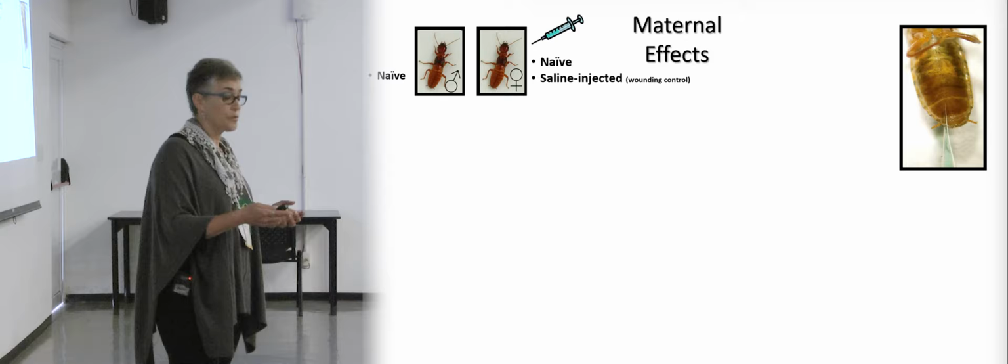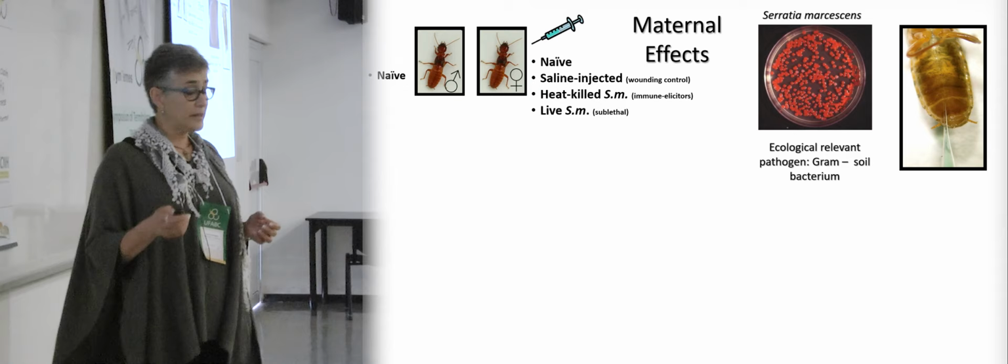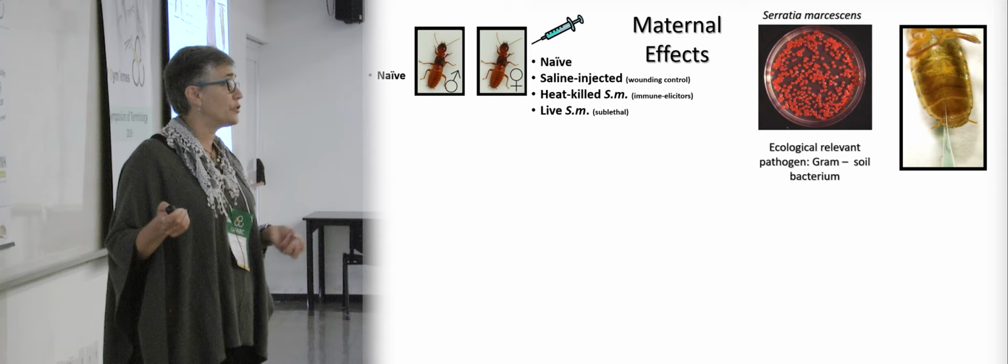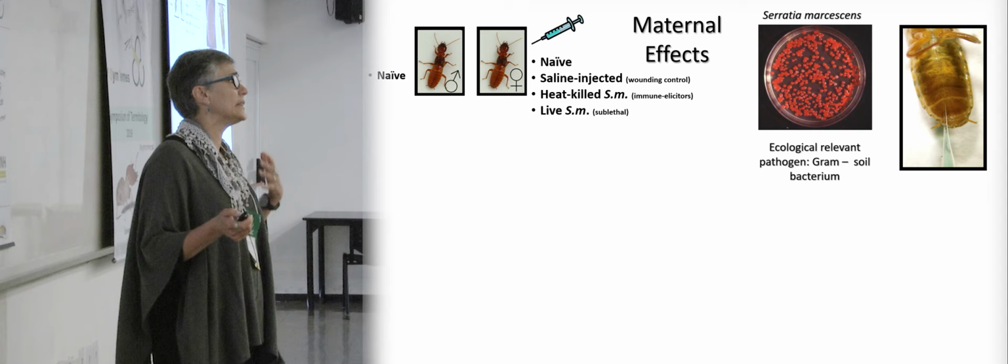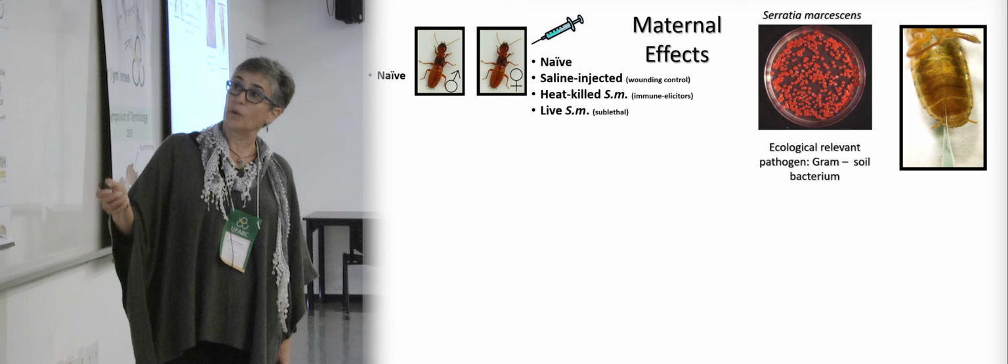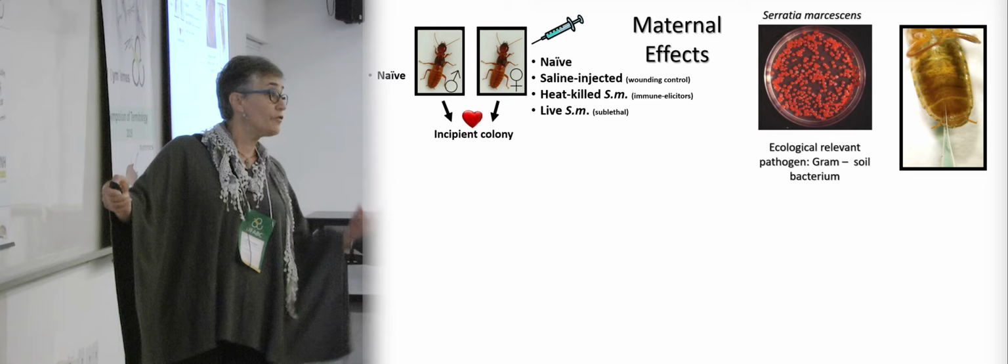We also injected the termites with, and again, the light is not great here, Serratia marcescens. You saw this yesterday. This is a very pink bacterium, a soil bacterium, naturally occurring in the ground, and we know that these termites are naturally infected with this pathogen. All right, so we injected them here. You can see how we went in. And we also injected them with two versions of this Serratia.